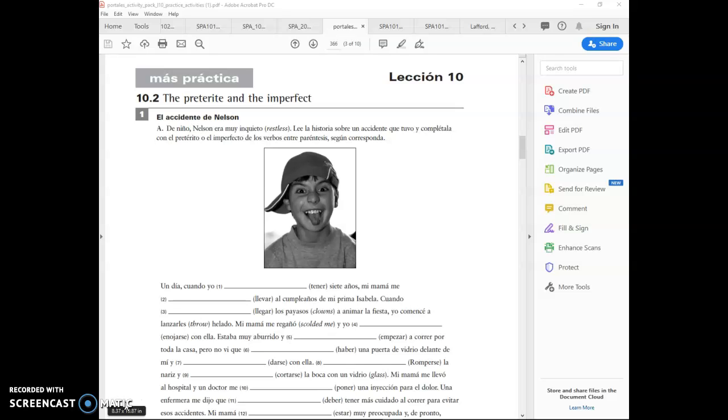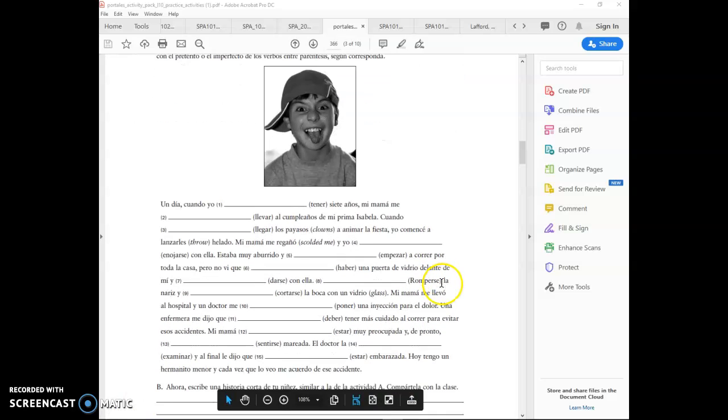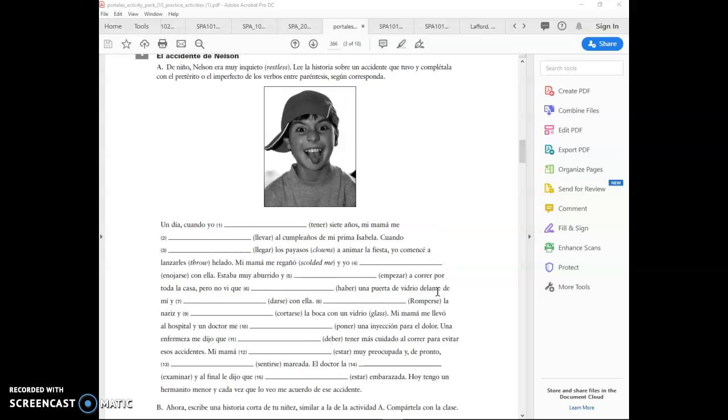De niño, Nelson era muy inquieto. Lee la historia sobre un accidente que tuvo y complétala con el pretérito o el imperfecto de los verbos entre paréntesis según corresponda. Okay? And so I want you to go ahead and just finish part A. You're going to decide preterite or imperfect and then the right form of the verbs there. And I want you to bring this to class tomorrow. Okay? Thursday, November 21st. Okay, hopefully this helps.